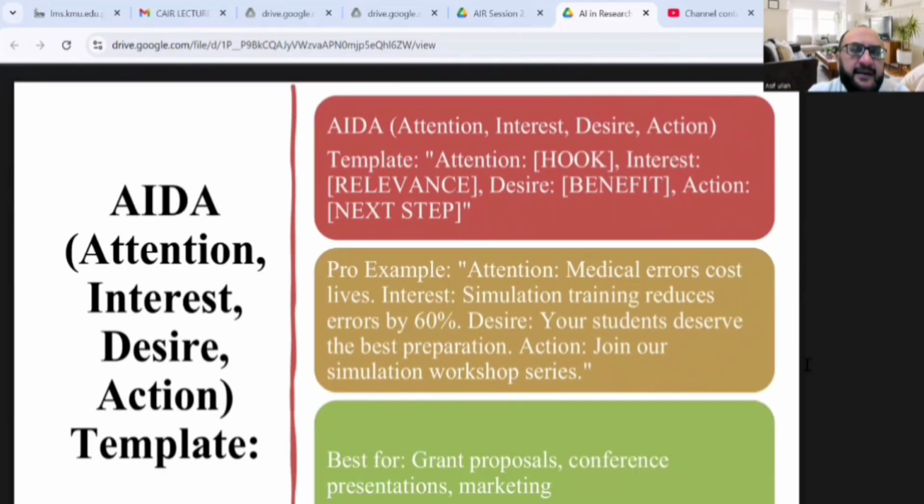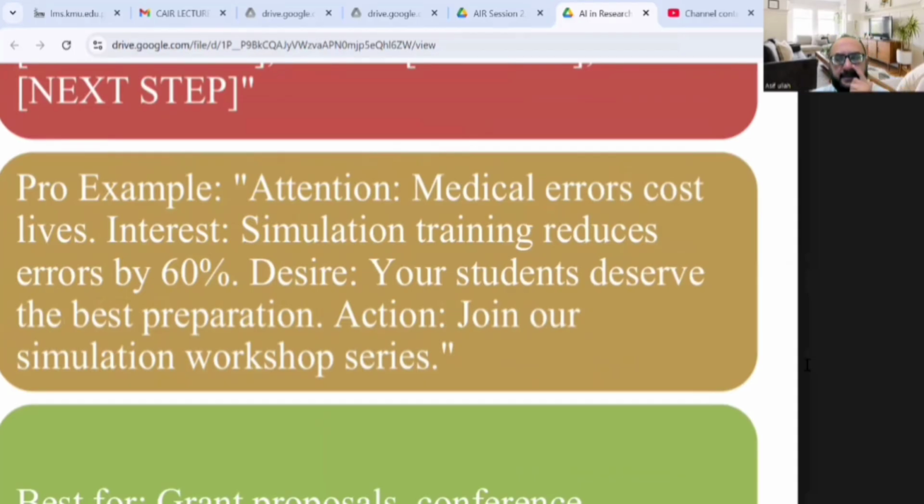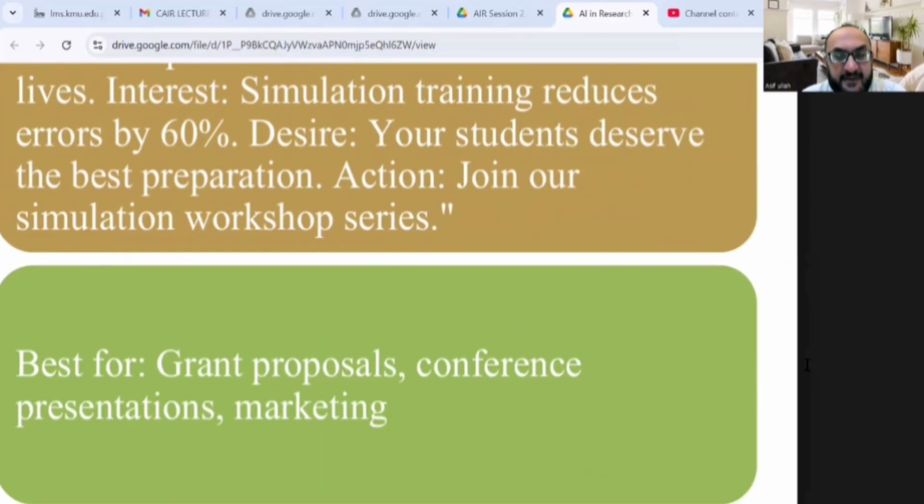There is another format, AIDA: attention, interest, desire, action. Attention is the hook, interest is relevance, desire is the benefit, and action is the next step. For example, attention: medical errors cost lives. Interest: simulation training reduces them by 60%. Desire: your students deserve the best preparation. Action: join our simulation workshop series. This is best for grant proposals, conference presentations, and marketing.